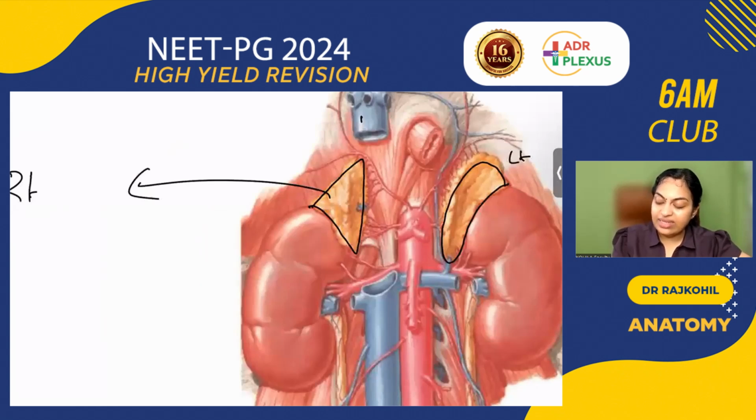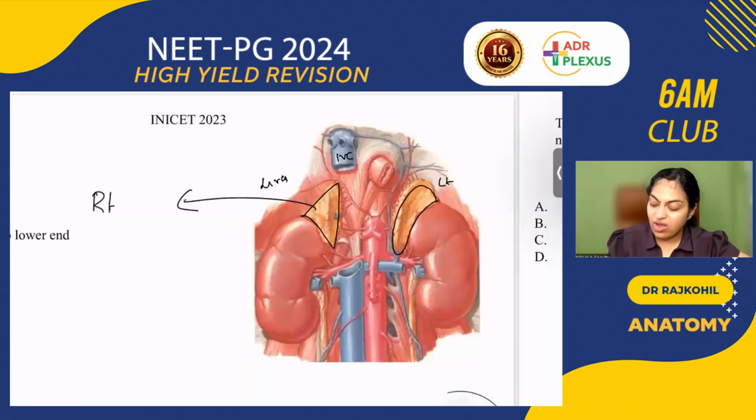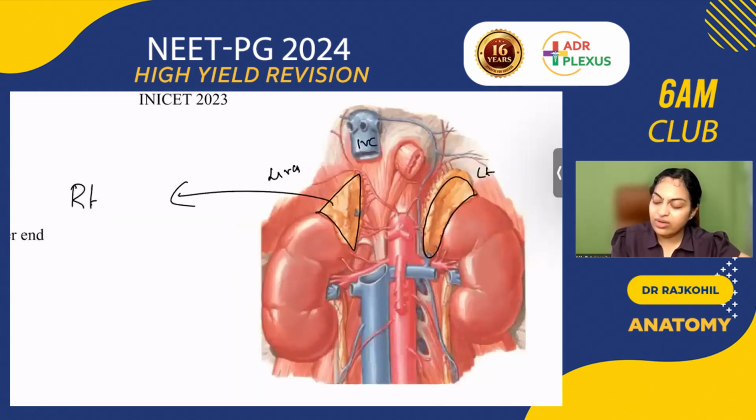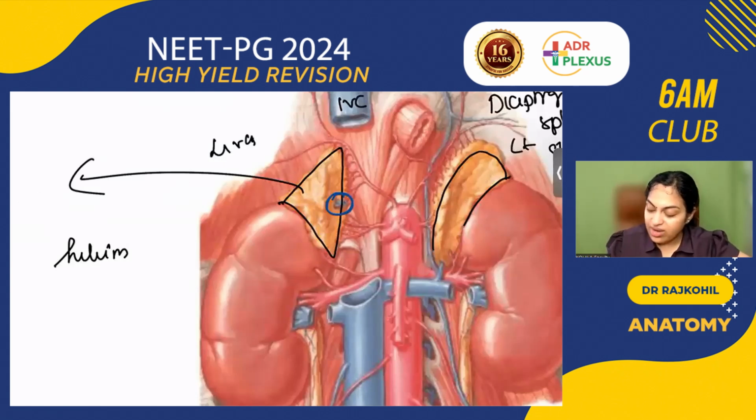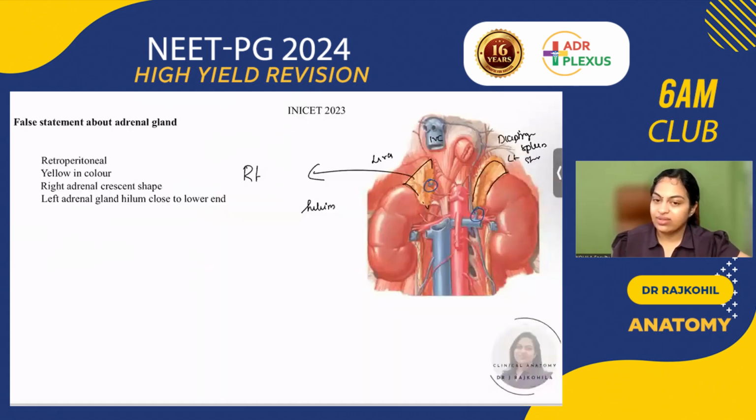The IVC and the liver will be related to the right suprarenal. Here on the left, both will be related to the diaphragm. Here mainly related to the left side spleen and the stomach. Okay, and one more important thing. The hilum of the suprarenal gland is the part where the vein exits. So on the right, it is on the anterior surface close to the upper end. Whereas for the left suprarenal, you can see the hilum is close to the lower end. It's a small gland, right?